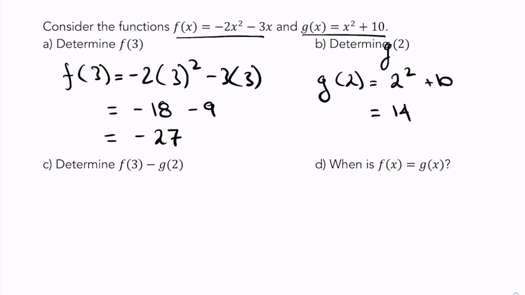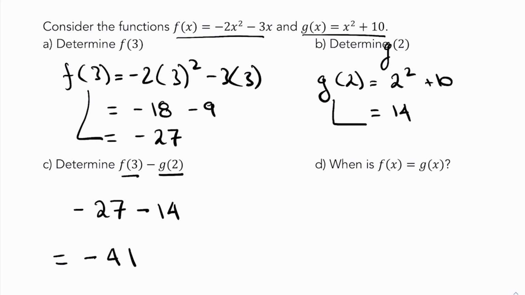Now, part C says, well, evaluate f of 3 and then subtract g of 2. Well, f of 3 is negative 27. We did that over here. Minus g of 2 is 14, negative 14. Positive 14. So when I subtract them, I'm going to end up with negative 41. Okay, so pretty straightforward. Nothing too strenuous there. Just a different way of writing it.